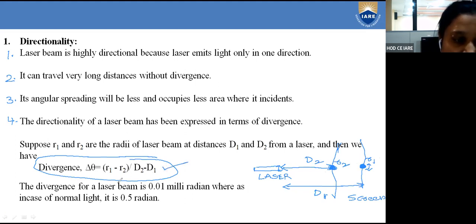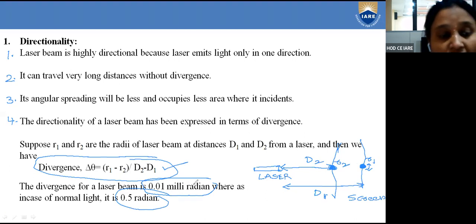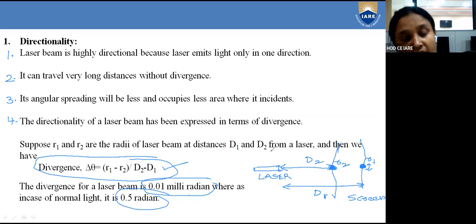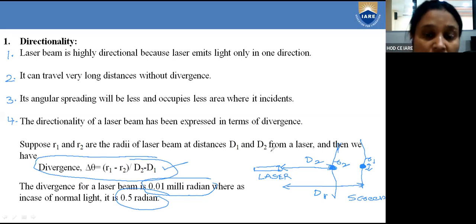It has been observed that divergence for a laser beam is some 0.01 milliradian, whereas for normal light it is 0.5 radian. It means that spreading of light is very, very less in the case of laser light. And if spreading is less, that property is nothing but being directional. I hope you are clear about the directionality property, students.